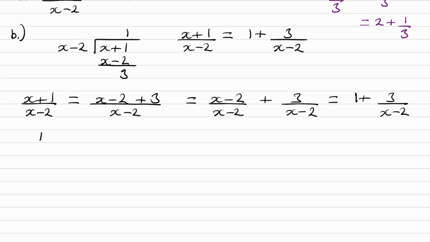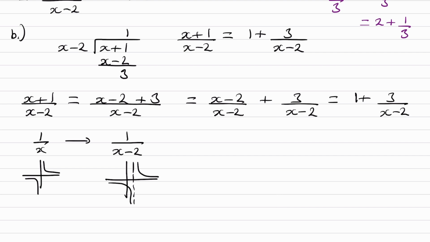So we have a 1 over x graph which looks like this. Now if this 1 over x graph turns into 1 over x minus 2, so that minus 2 is being applied to the x, that's a translation of 2 to the right. So then the graph would look like this. So this asymptote here is x is equal to 2. The whole thing has shifted to the right.